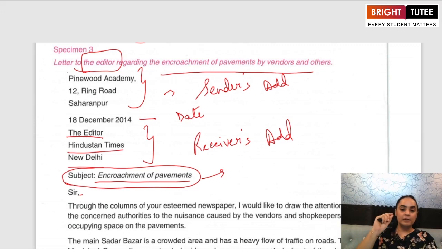So in case of a letter to editor, we first write the sender's address in 3 lines. We write the date. We write the receiver's address. We write the subject. Then we write the salutation, and thereafter we start with our letter.